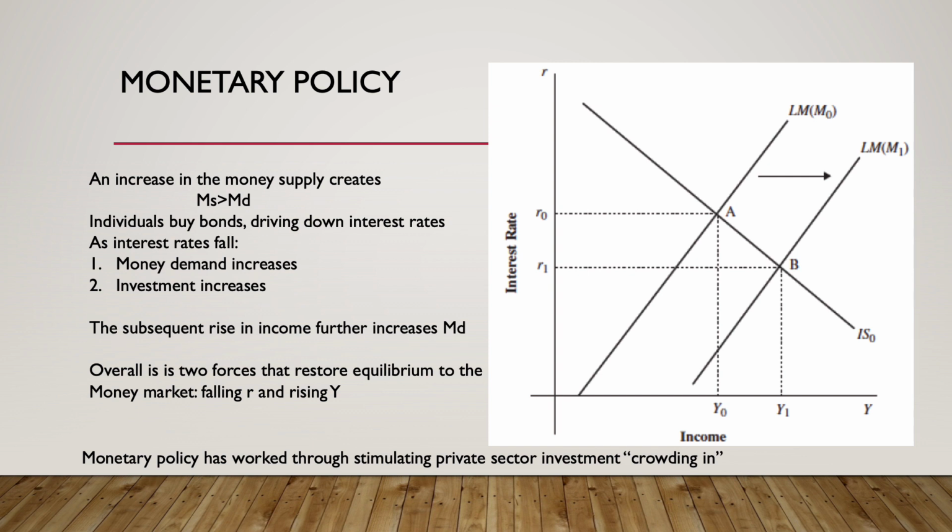As the interest rate falls from R0 to R1, we end up riding down the IS curve. Interest rates are falling, investment is picking up, and a multiplier effect is stimulating the level of income. In this model, an increase in the money supply results in lower interest rates and an increase in income. Overall here, our increase in income would move from Y0 to Y1. Note that the falling interest rates are encouraging investment. Monetary policy has worked through stimulating the private sector investment. This is not crowding out, this is crowding in.